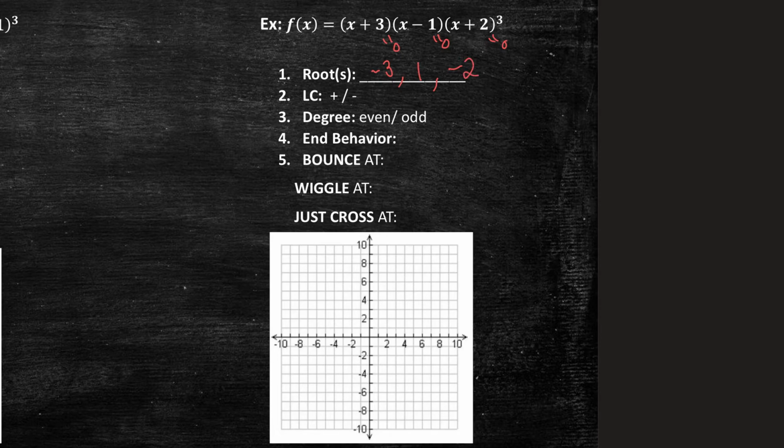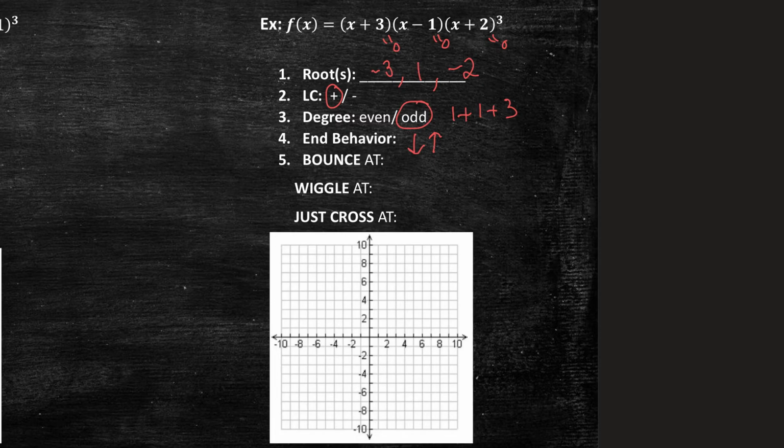The leading coefficient, since they're all positive, it would just remain positive. The degree would be 1 plus 1 plus 3, so that's 5, which would be an odd number. So our end behavior on the right side is going to go up since we have a positive leading coefficient, but because it's an odd degree, the left side is going to go in the opposite direction. It's going to go down.